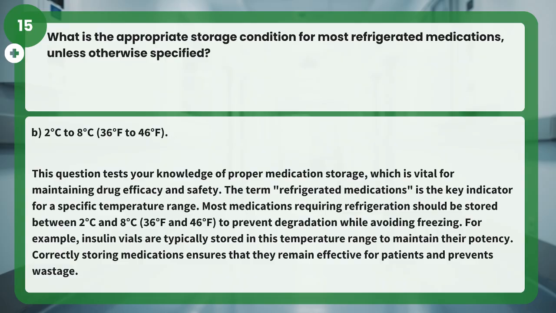This question tests your knowledge of proper medication storage, which is vital for maintaining drug efficacy and safety. The term refrigerated medications is the key indicator for a specific temperature range. Most medications requiring refrigeration should be stored between 2 degrees Celsius and 8 degrees Celsius, 36 degrees F and 46 degrees Fahrenheit to prevent degradation while avoiding freezing. For example, insulin vials are typically stored in this temperature range to maintain their potency. Correctly storing medications ensures that they remain effective for patients and prevents wastage.